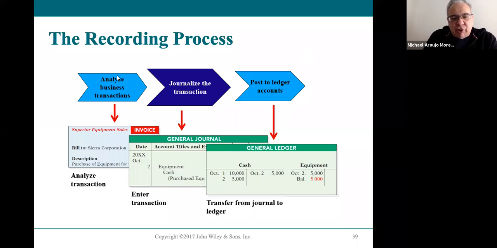Okay, just as a refresher of what we've been doing so far, I need you to think about this. Learning objective one and learning objective two were really all about analyzing transactions. We spent an enormous amount of time learning how to analyze events to see if they affected a company financially as they happened. If so, what accounts were affected? And if so, were they affected because we have more of it or less of it?